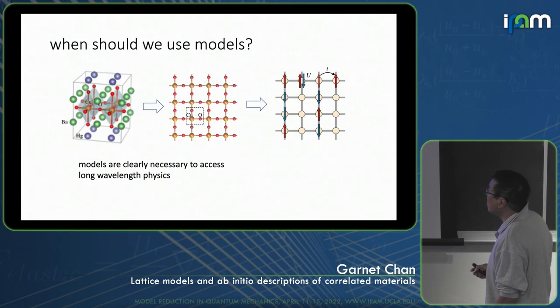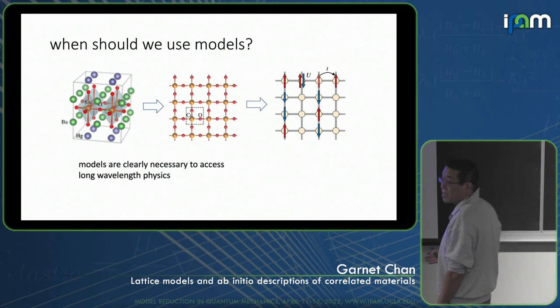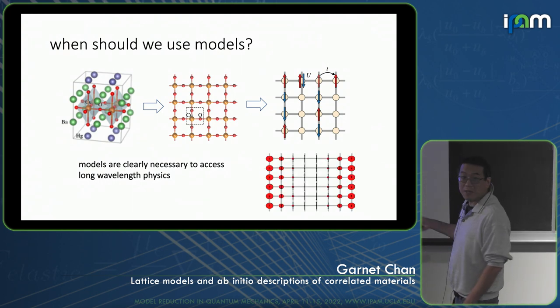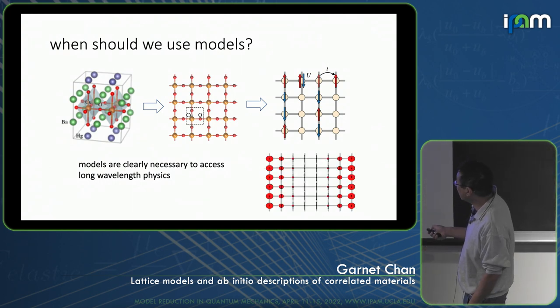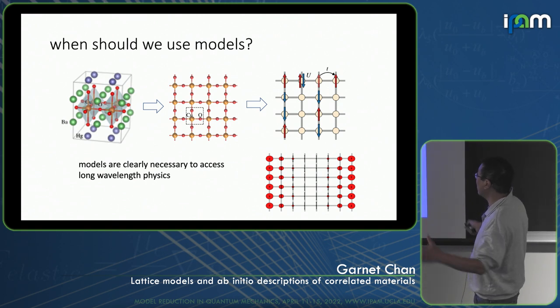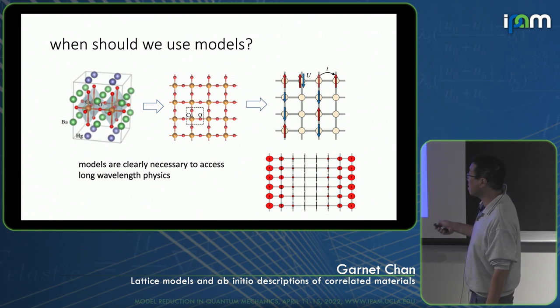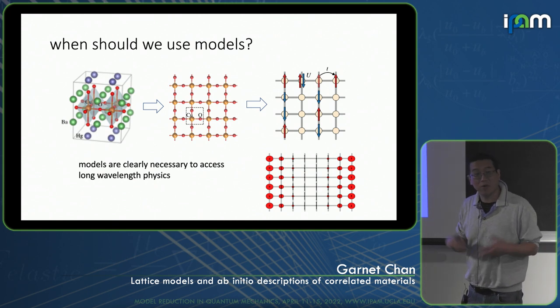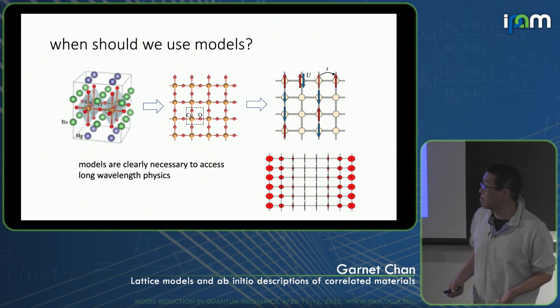And it's clear that if you want to access the long wavelength physics, for example, the stripe physics, each of these lattice points here is an entire unit cell, to study very long wavelength. And this is actually only half the stripe. So if you were to study a very long wavelength phenomenon, it's probably going to be impossible to do it without some reduction into a model.